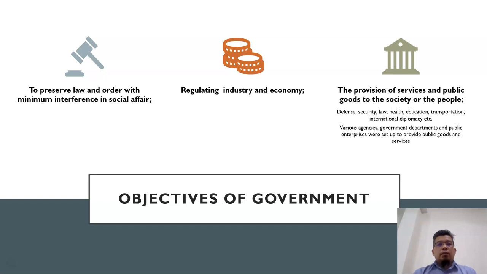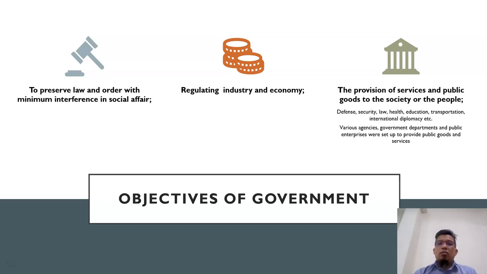Objectives of government. This slide shows three main objectives of government. First, to preserve law and order with minimum interference in social affairs. Basically to provide law and order, to make sure that people live in harmony and peace so they can do their affairs peacefully, and if they want to be involved in business, they can do business properly.